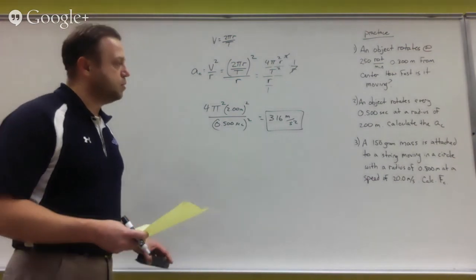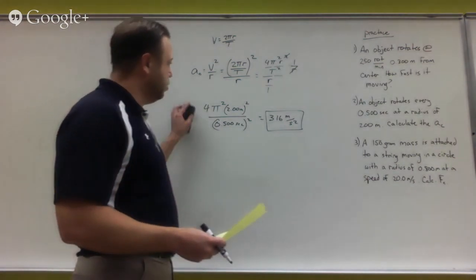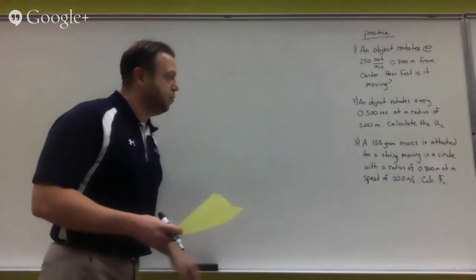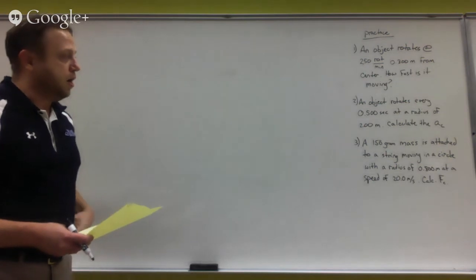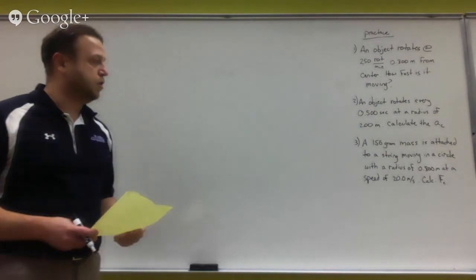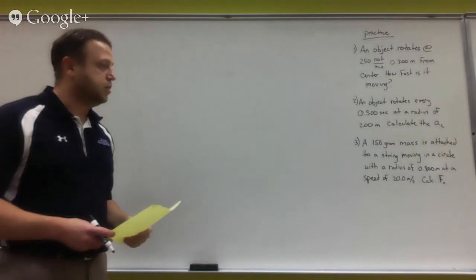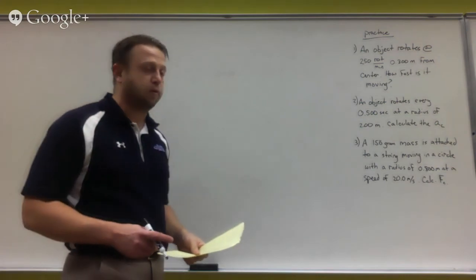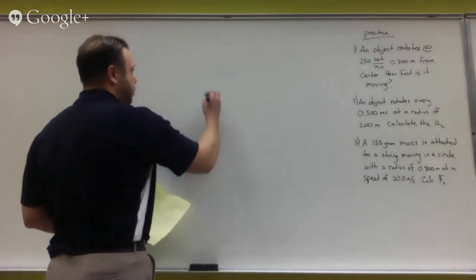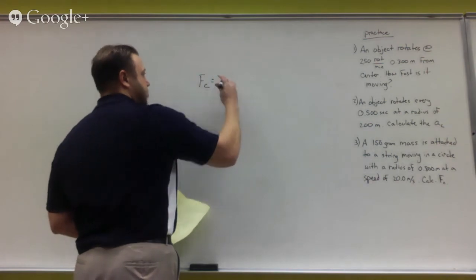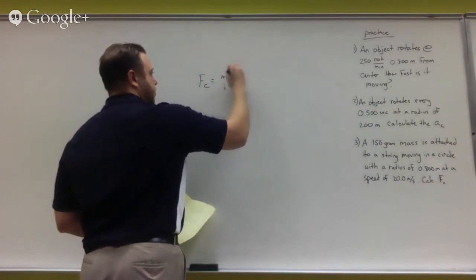One more quick practice problem here, and then I will conclude this video. I know it's getting kind of lengthy, but I've covered a lot of material in a few minutes. We've got a 150 gram mass attached to a string moving in a circle with a radius of 0.8 meters at a speed of 20 meters per second, and I want to calculate the centripetal force. So force centripetal equals m a, which is m v squared over r.